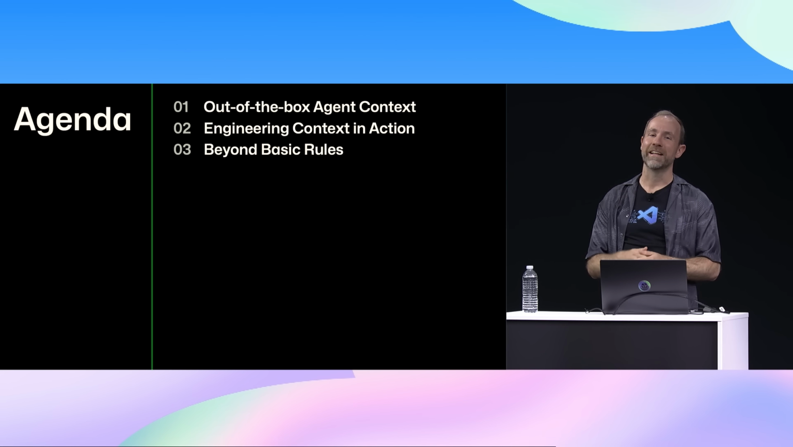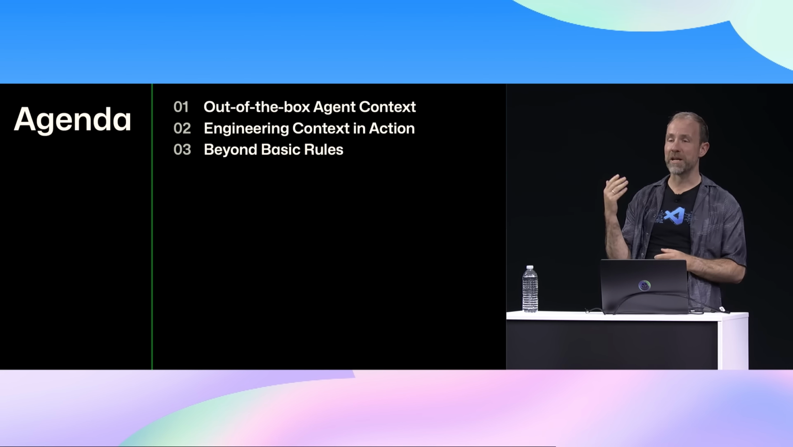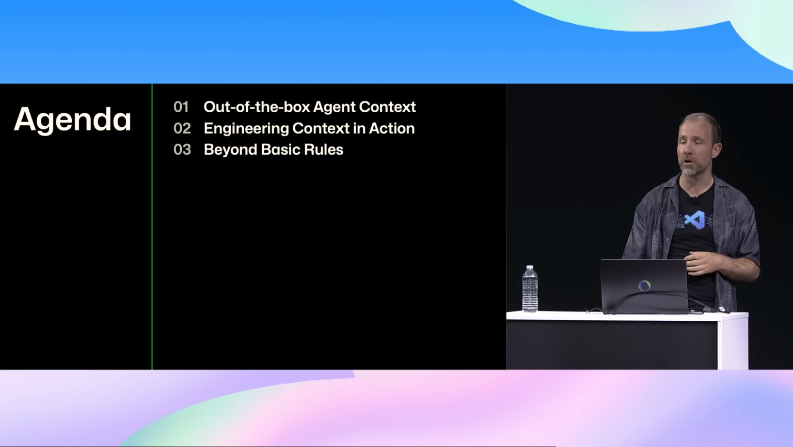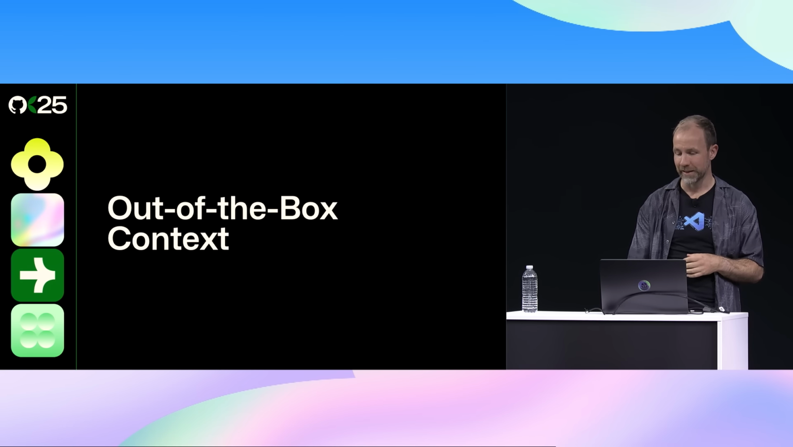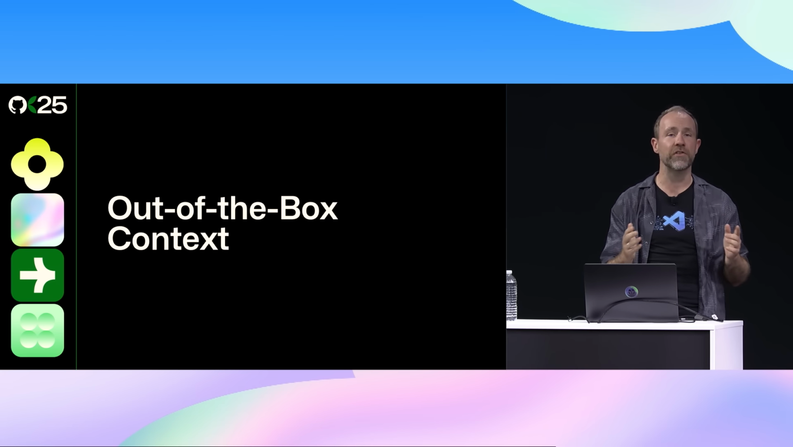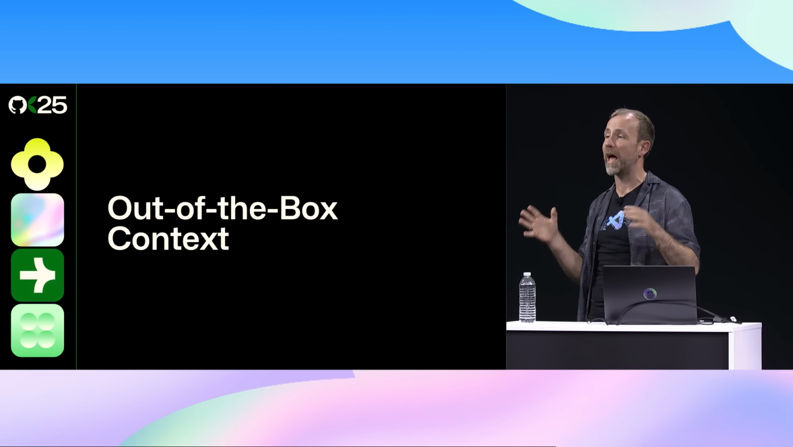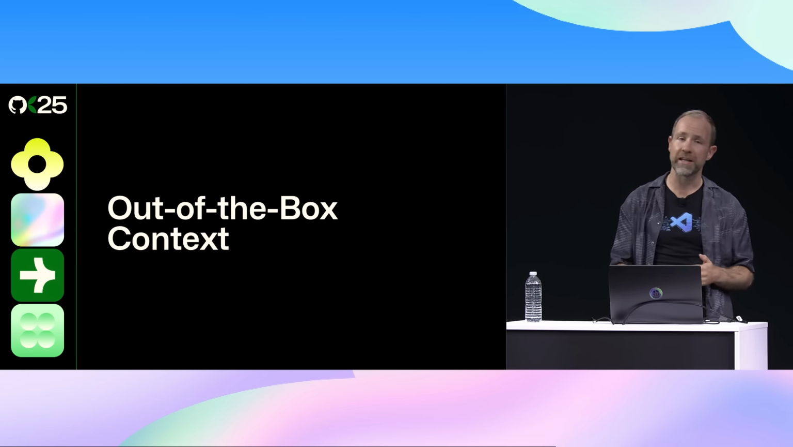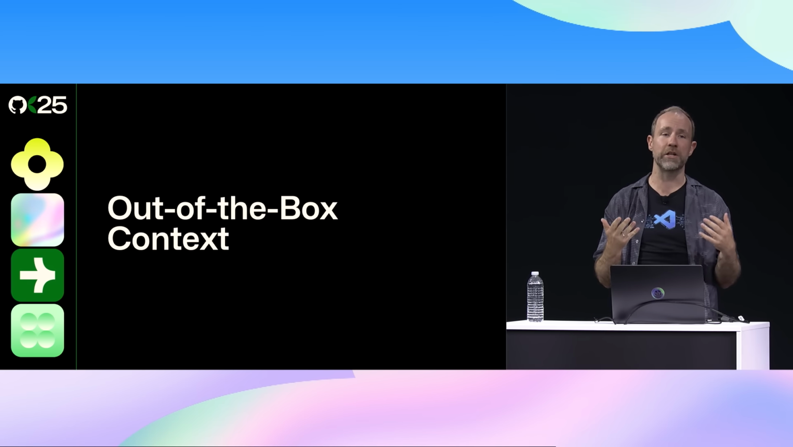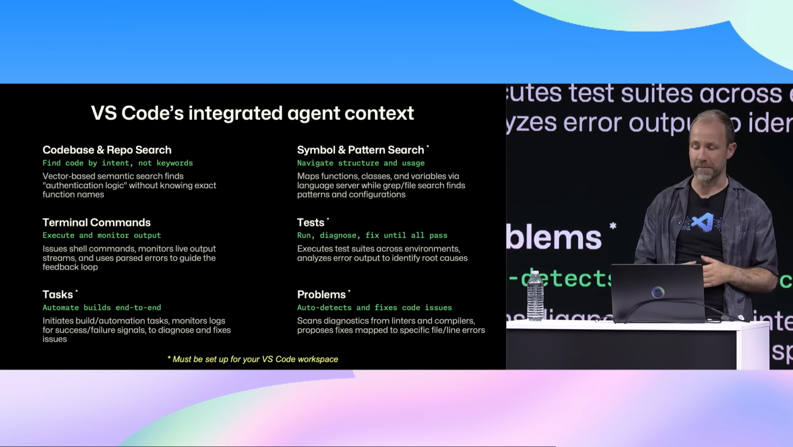And then later on, we're going to do some engineering context in action and go beyond. So I'll show some more hands-on examples. So to understand context engineering, you need to understand what the agent sees out of the box. And mostly understand it's your code base. So what does it actually mean to look at your code base, and what else does it see?